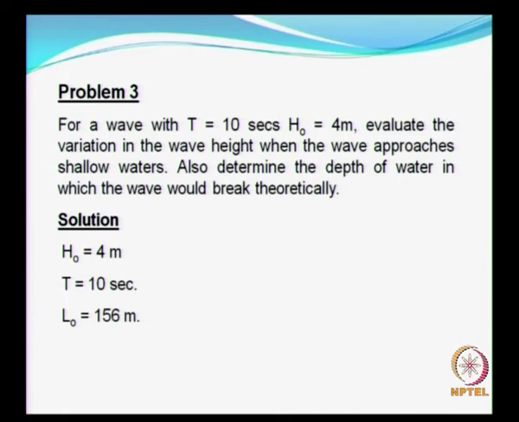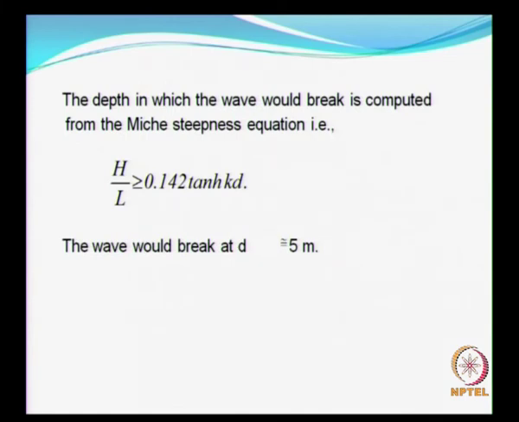So, now the next problem is for a wave of 10 seconds period, H naught equal to 4 meters. Now, we will try to find out the variation of wave height when the wave approaches shallow waters from deep waters, and also determine the depth at which the wave would break theoretically. So, L naught can be calculated. Now, all these things we are trying to use this definition, which is the Miche criteria, which we have seen earlier.